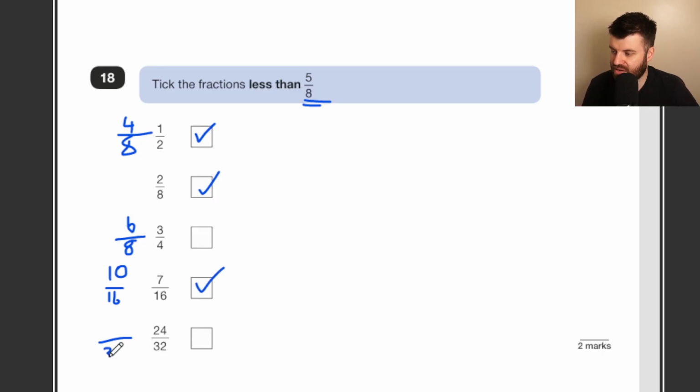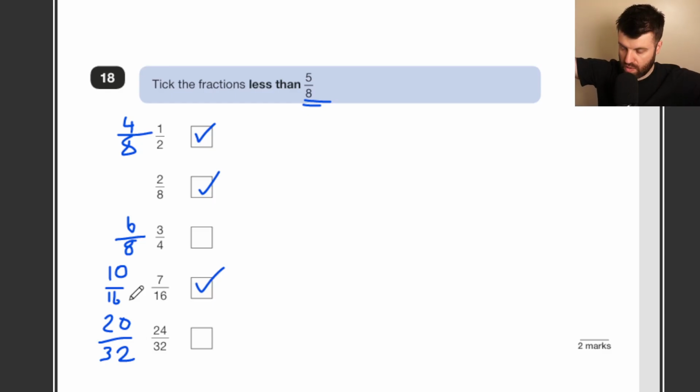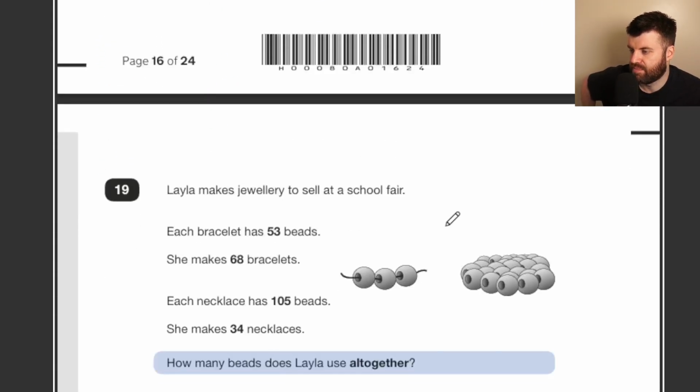And here's 32. My goodness. So again, I'm going to change the fraction in my question. 8 to 32 is times by 4. Do the same to the top. 20 out of 32. Is 24 out of 32 less than 20 out of 32? No. So number one tip here, before you compare fractions, make the denominators the same. That's really, really key in my opinion.